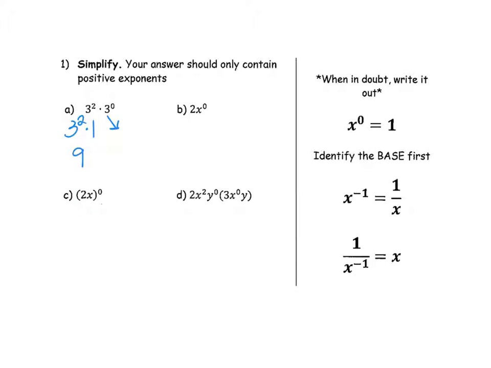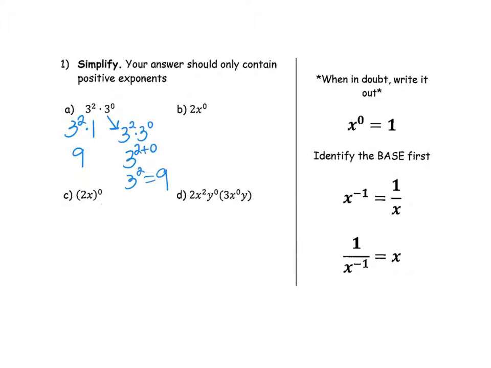Here's the other way to do it. They both have a base of 3. You can do 3 to the 2 plus 0. You can add the exponents there. What is 2 plus 0? 2. What is 3 squared? 9. So you get the same answer. So I just showed you 2 ways to do this. You can make your to the 0 powers 1s, or you can just add the exponents.